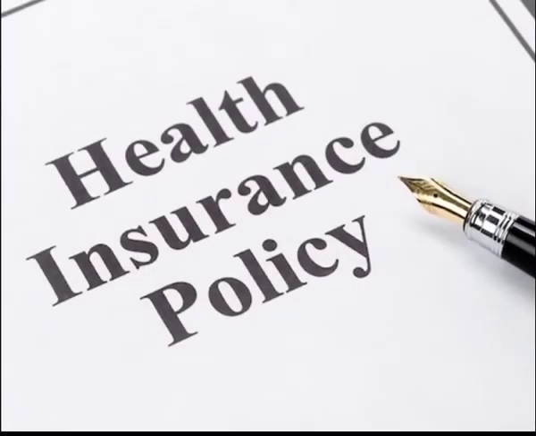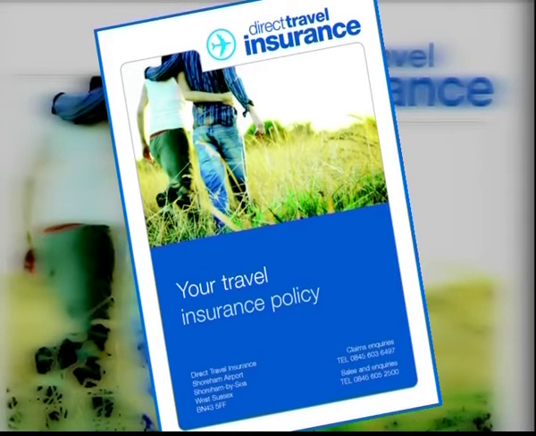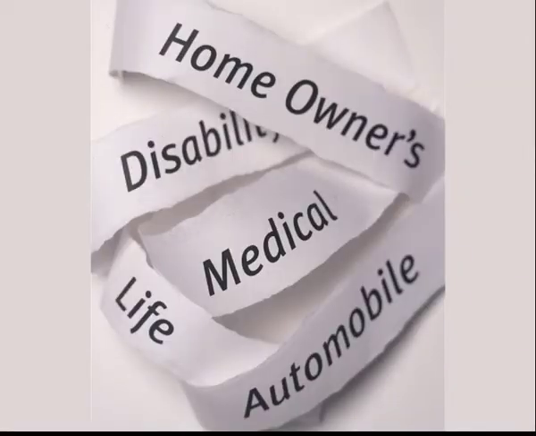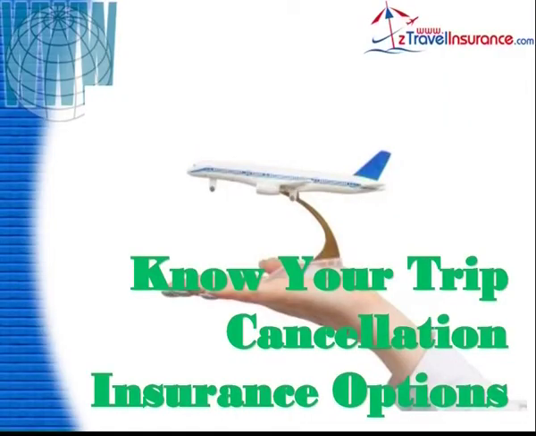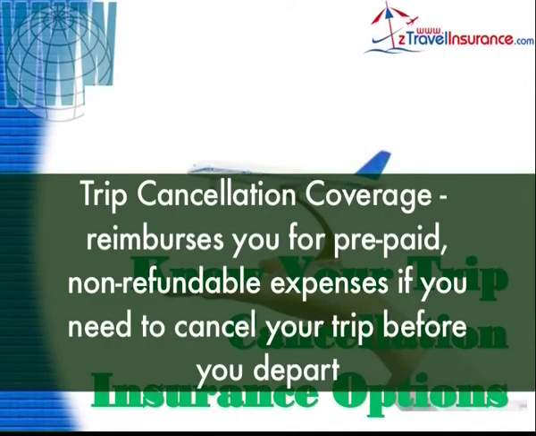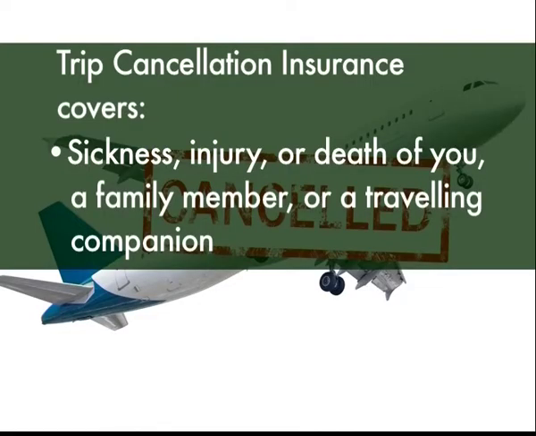Insurance policies come in a wide range. They could be purchased for one trip of any length or for a specific period of time covering several trips. They usually come in packages which cover several scenarios. For example, trip cancellation coverage reimburses you for prepaid, non-refundable expenses if you need to cancel your trip before you depart. It covers sickness, injury, or death of you, a family member, or a traveling companion.